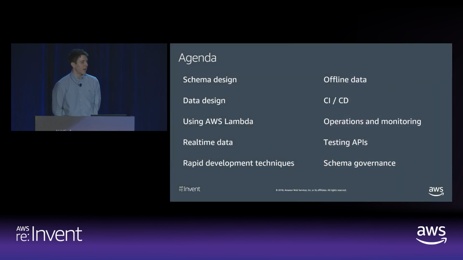So here's our agenda. I said 10 tips. It might be more than 10 tips. I'm sorry about that, but we have 10 topics. First, we're going to cover schema design. We're going to go over some data design, which is more database-related stuff. We're going to be talking about leveraging AWS Lambda. We're going to be talking about real-time data, some rapid development techniques, offline data and use cases thereof, continuous integration and deployment, operations and monitoring, testing your APIs, and finally, we're going to end with schema governance, which is something I almost always hear from customers as they're adopting GraphQL.